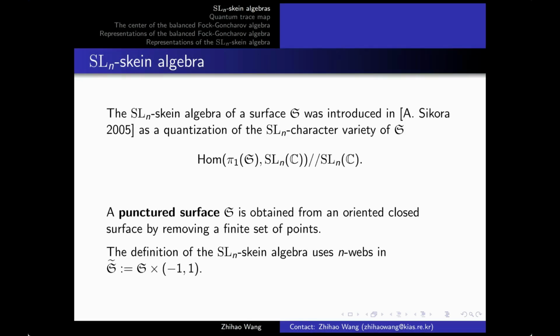The definition of the SLN skein algebra uses n-webs in the thickening of the surface. The thickening of this surface just means we take this surface and times the open interval, and then we will get a 3-manifold. By the way, if you have any questions, please just interrupt me.